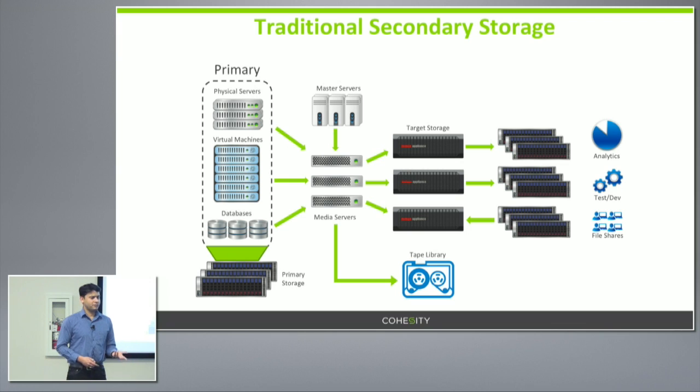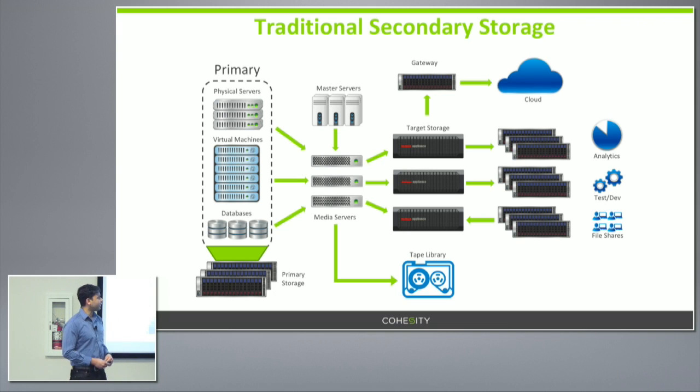And finally, public cloud is the next big thing. And so what we may have is a cloud gateway that is pushing stuff to the cloud. This is the legacy architecture that you might see today in a typical data center. This is how fragmented it is. This is how inefficient it is, with lots of copies, lots of silos.